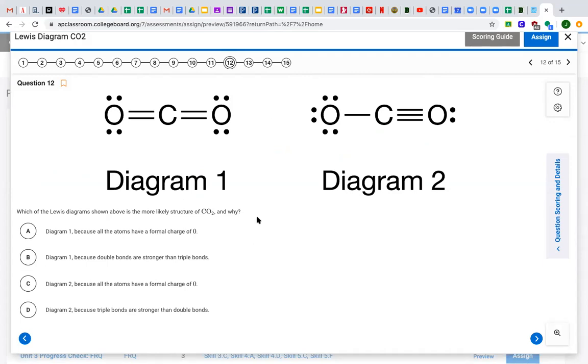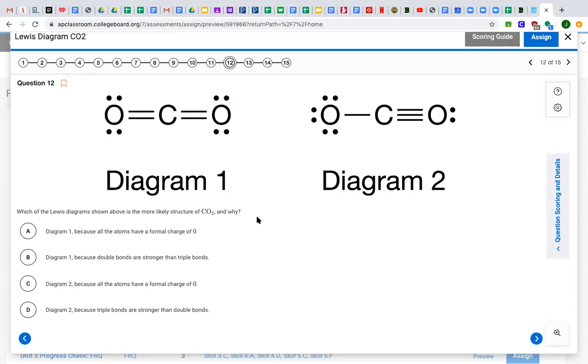Okay. And then what do we think, guys? All right. It's going to be diagram 1. Okay. And why do you think so, Ranisha? Because the double bonds are stronger than triple bonds, or because all of the atoms have a formal charge of 0? I was gonna say B, that double bonds are stronger than triple bonds. Or is it actually the other way around?